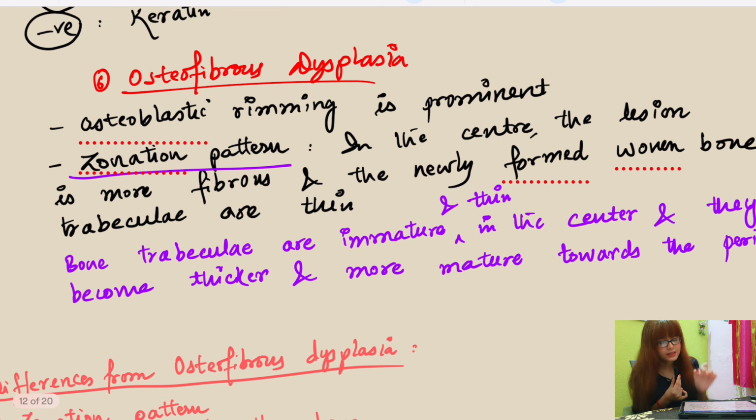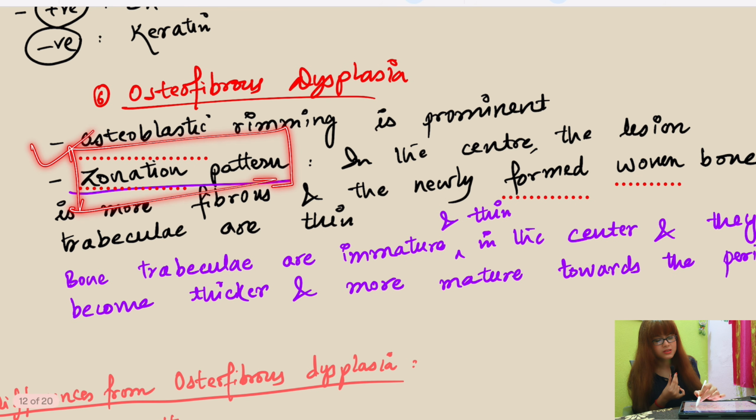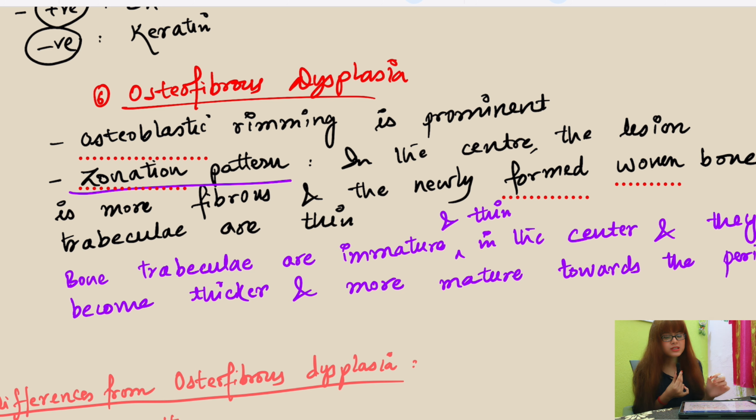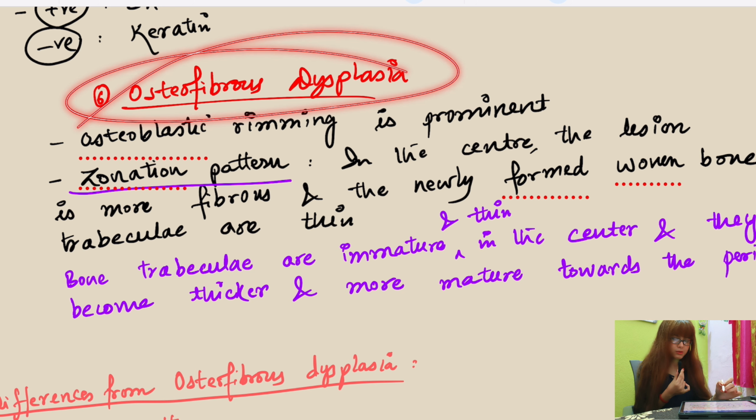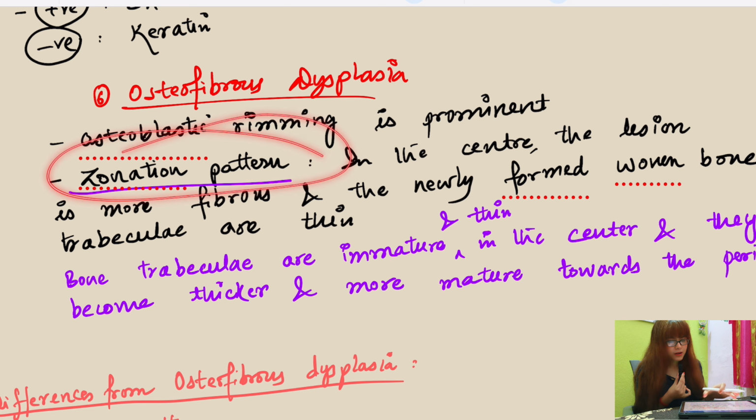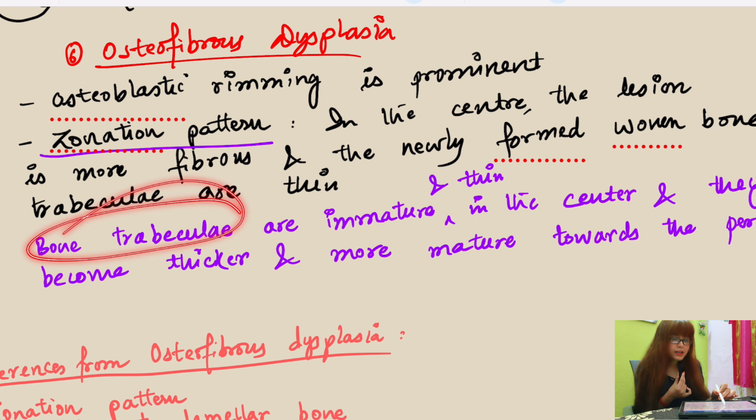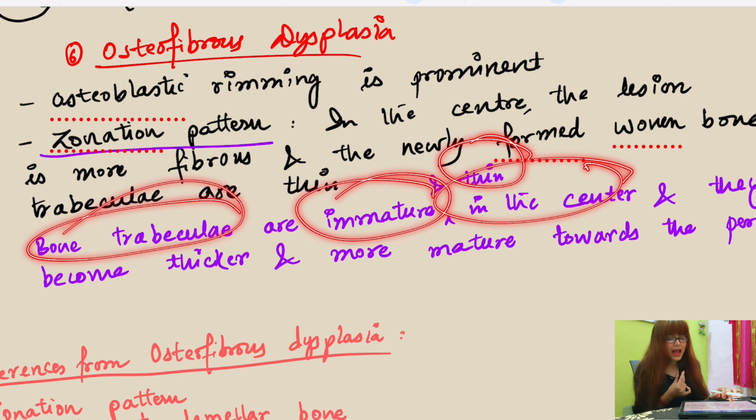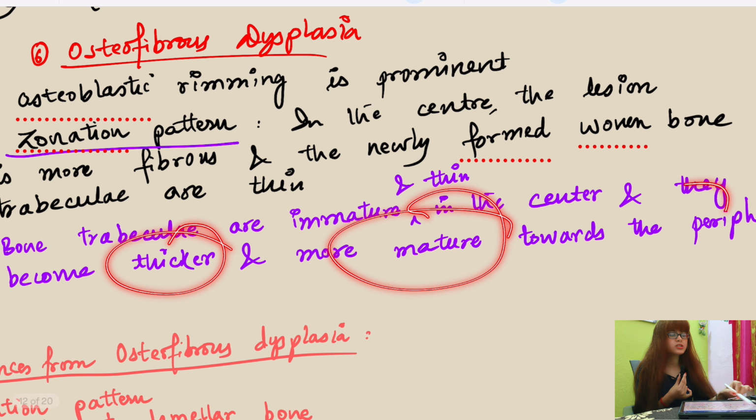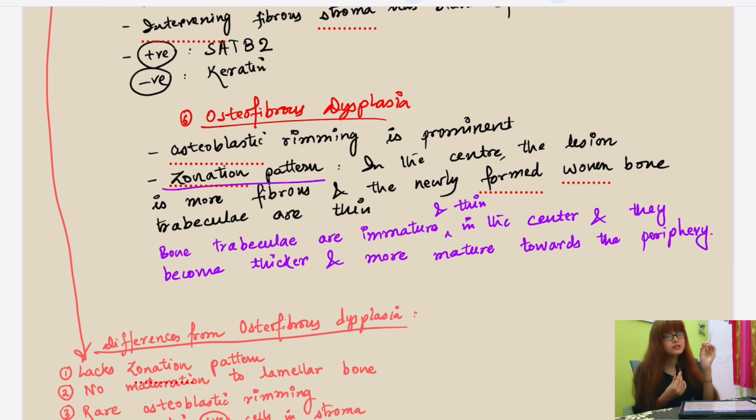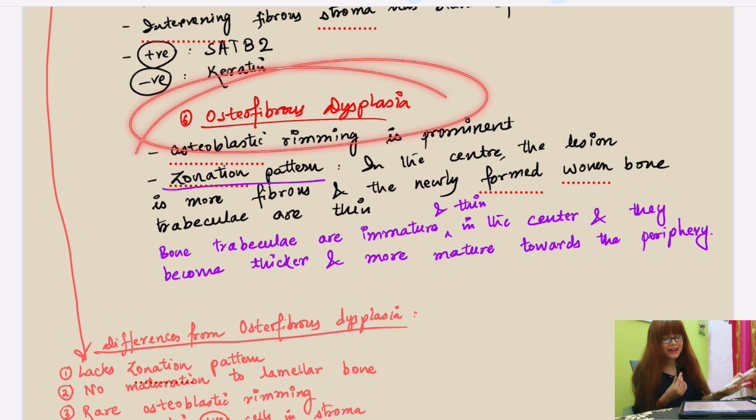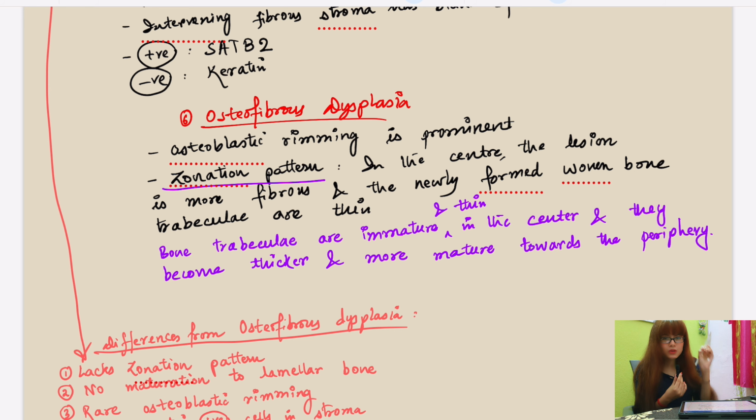Another important difference is that there is something called a zonation pattern, which is present in osteofibrous dysplasia, a characteristic feature of osteofibrous dysplasia. Now, what is zonation pattern? This means that the bony trabeculae are immature and thin in the center, and they become thick and more mature towards the periphery. So here also there is deposition of woven bone, but this bone is deposited in a very thin, immature manner in the center. But as we move towards the periphery of this lesion, we find that the bone deposition is much thicker and more mature. This is called zonation pattern.